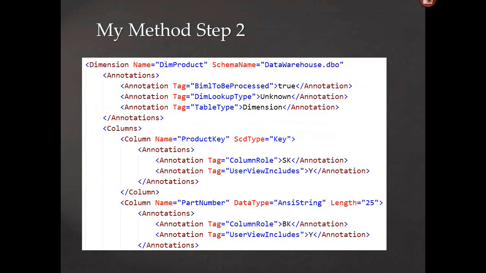And then step 3, oh, that's bad. Huh. My method step 2 and another method step 2. That's great. My method step 3 is I have a Biml script that I'm going to share on the blog early next week that looks at the database and imports the structures correctly into Biml, and also changes these column role and user view includes. Those are the extended properties. And then it comes into Biml as annotation tags. And then my code that generates all these things, creates the tables, creates views, creates packages, looks for these annotations on the tables and the columns.